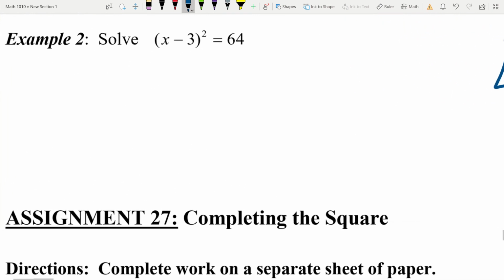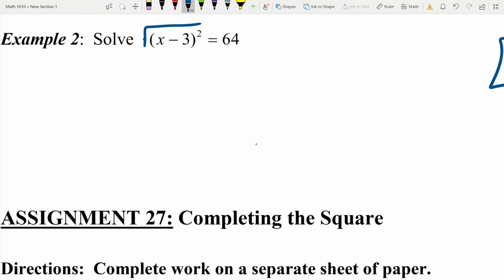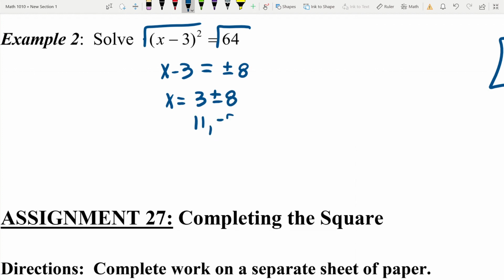x minus 3 squared equals 64. Tell me what you do right here to this thing, guys. Square root. Yep, everybody take the square root. So you have x minus 3 equals, tell me what comes right after the equal sign? Plus or minus. Square root of 64 is, what's that? It is 8. So you have x equals 3 plus or minus 8. 3 plus 8 is 11. 3 minus 8 is a negative 5. There are your answers and you're done. Okay? Okay, that's it, you guys. That is it.